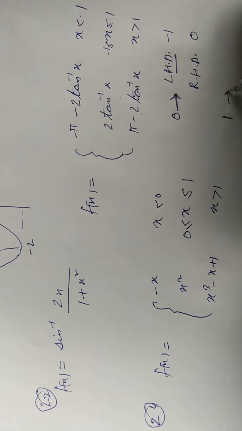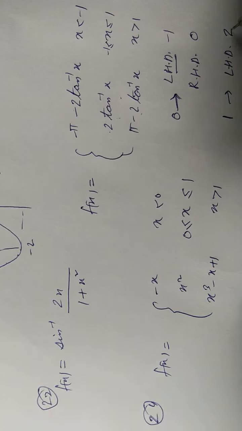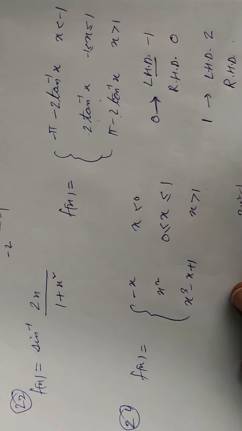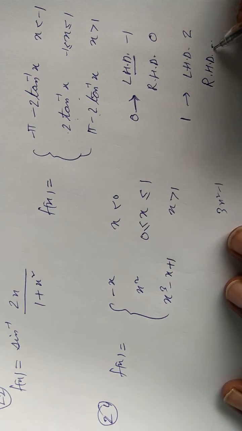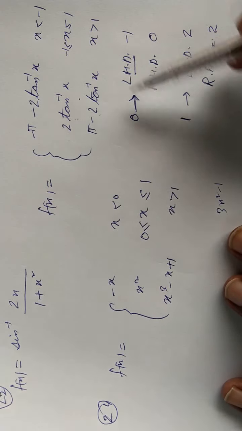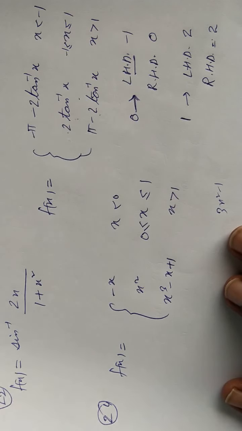So let's calculate at 1. At 1 it would be 2x, LHD would be 2, and RHD would be equal to 3x square - 1, and when x tends to 1, this also tends to 2. So function is differentiable at x equal to 1, but not differentiable at x equal to 0. Okay. Moving to the next question, question number 26. We have already done this question, x upon 1 plus mod x. So skipping this. Moving to next question.